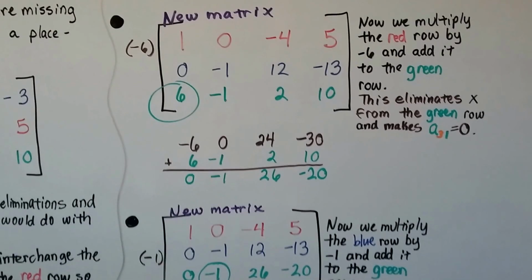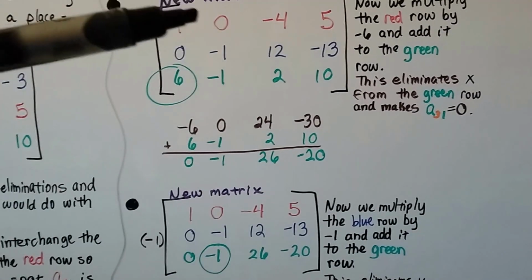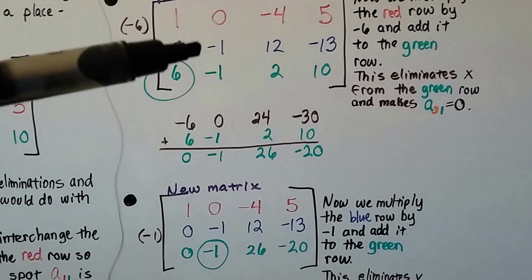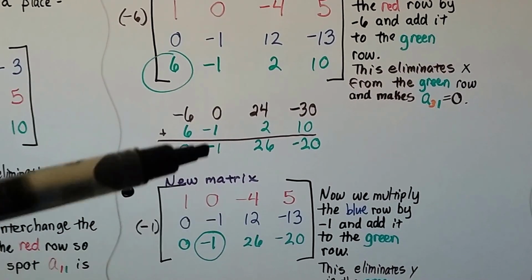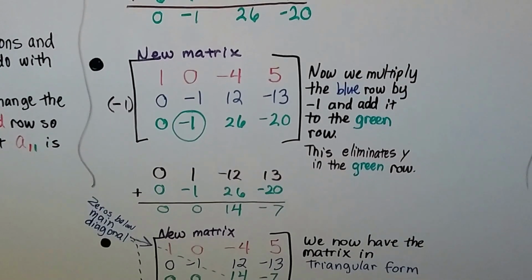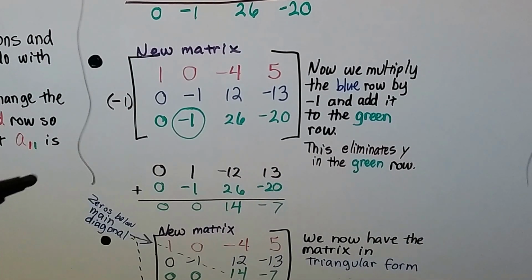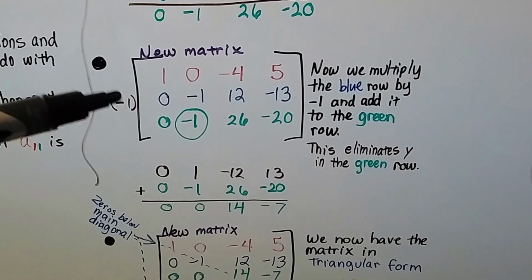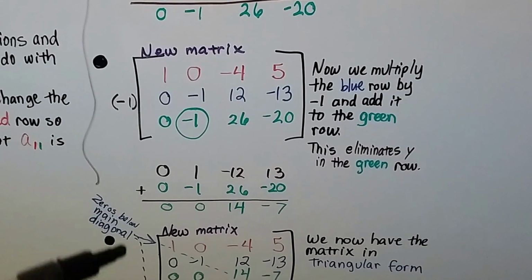Now we have another new matrix. So now we've got our red one that we put down here. We've got our new blue one that we're using now, and now we have a new green one. We want to get that to be a 0, so it's in triangular form. So now we multiply the blue row by a negative 1 and add it to the green one.